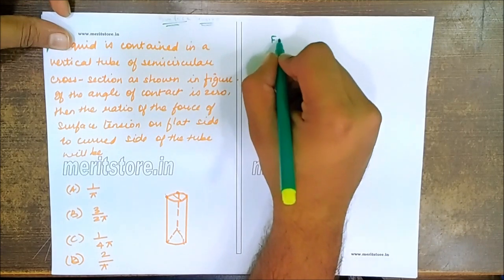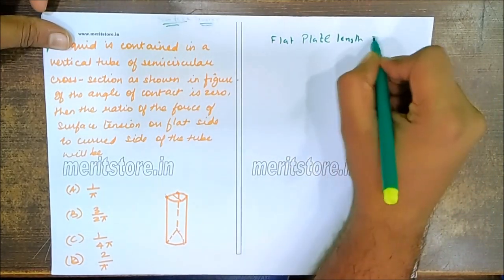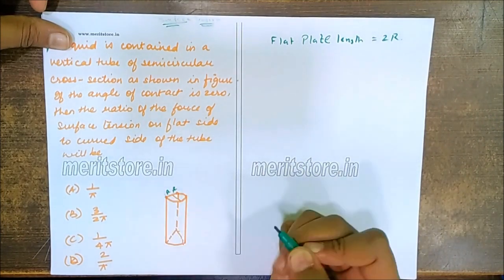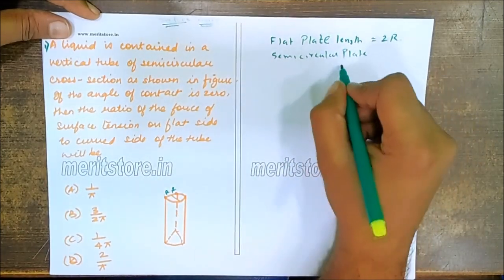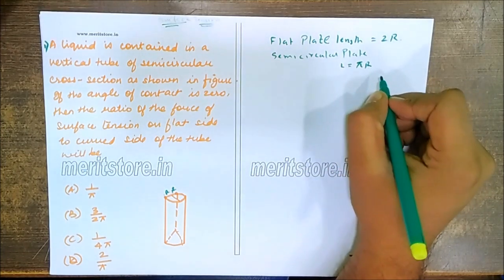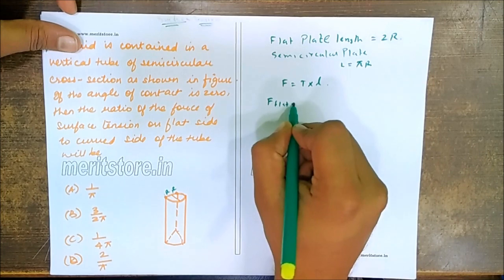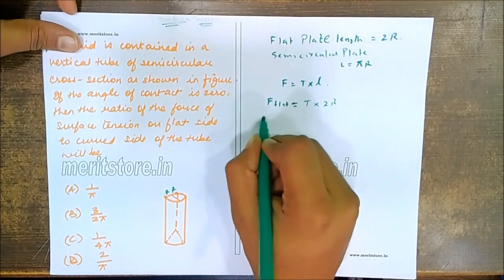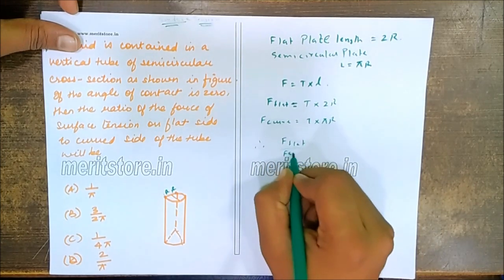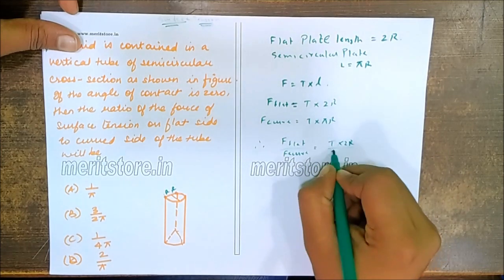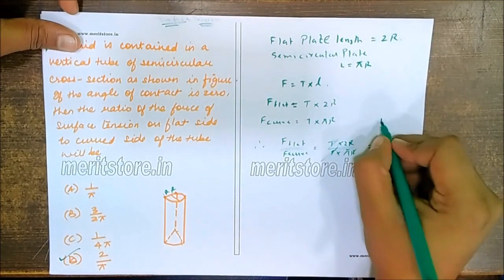Now this is also a curved surface, and the front surface is the flat surface. So I can say the flat plate will have length that is equal to 2r. This is r and this is r, so the length is 2r, while for the semicircular plate, the length is equal to pi r, that is half of 2 pi r. Now force is equal to tension into length. The force on the flat side will be equal to tension into 2r, and force on the curved side will be equal to tension into pi r. So therefore F of flat upon F of curve is equal to T into 2r upon T into pi r. r and r will cancel, T and T will cancel, 2 upon pi is the answer. Option D.